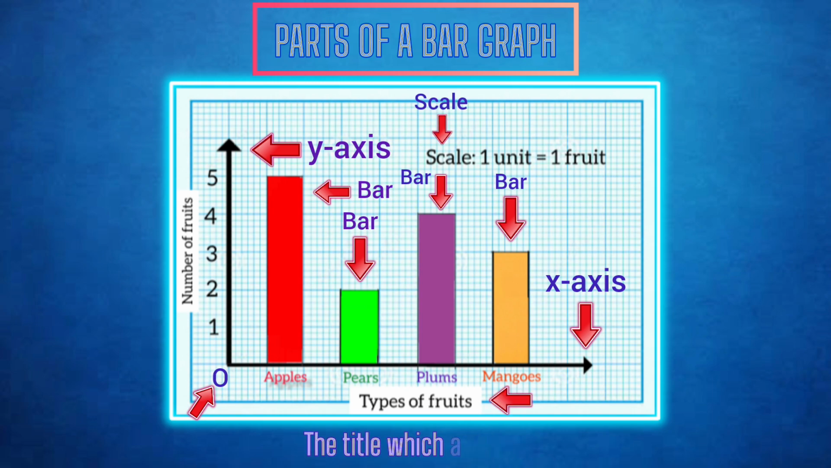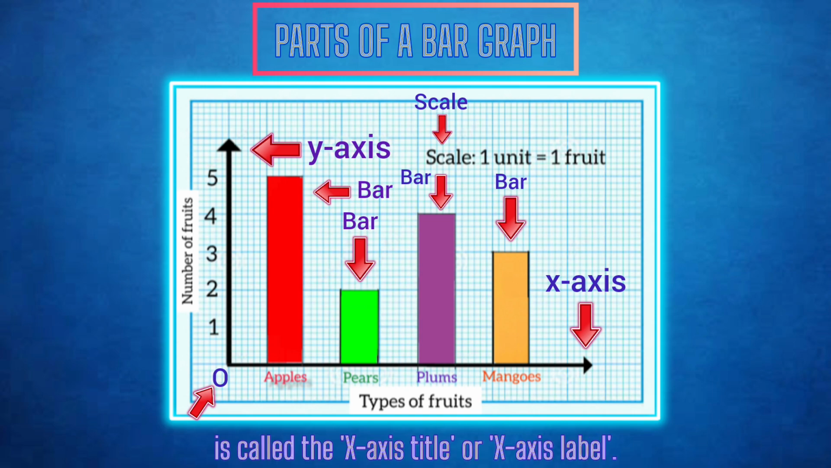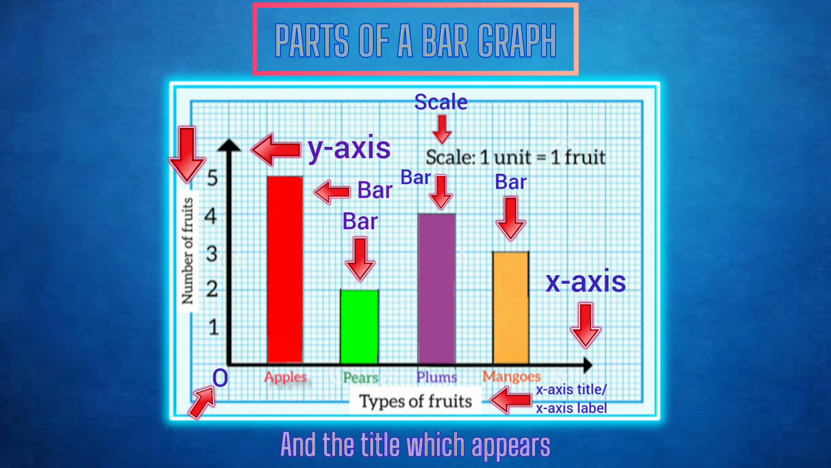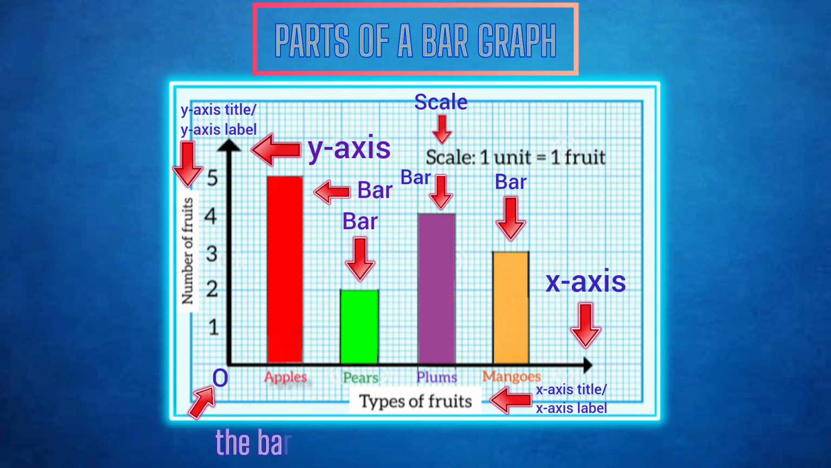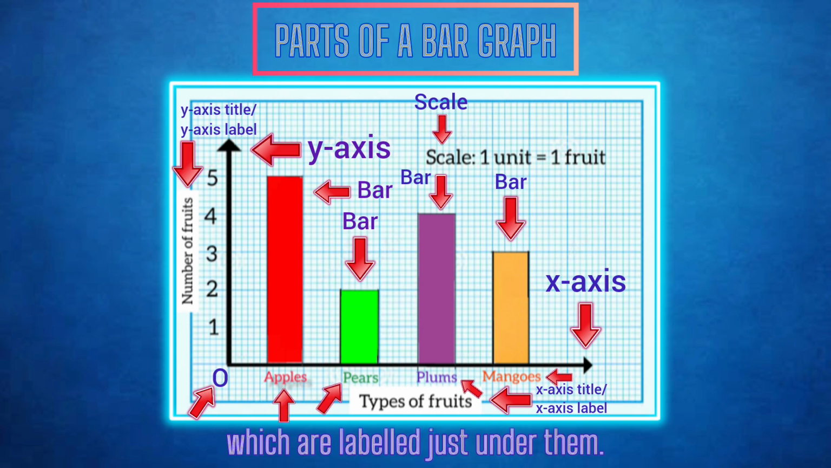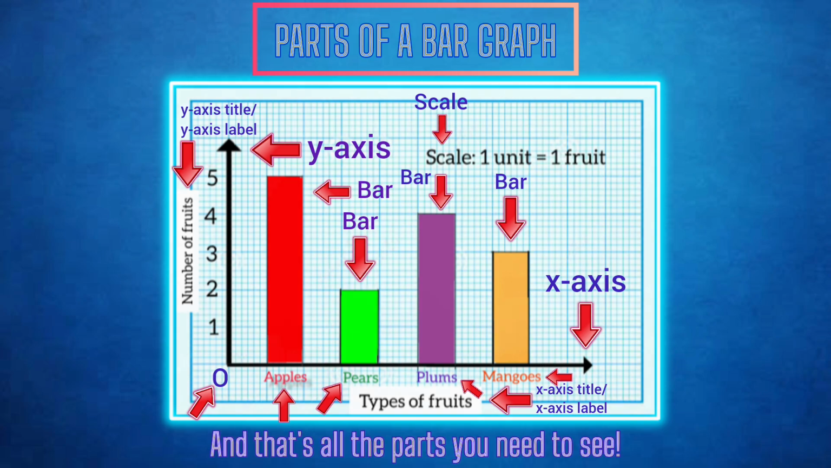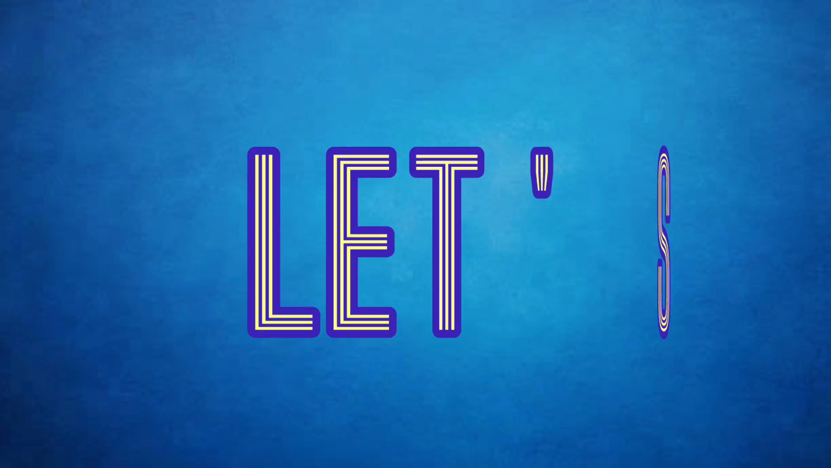The title which appears on the horizontal line is called x-axis title or x-axis label, and the title which appears on the vertical line is called the y-axis title or y-axis label. Finally, the bars are based on the categories which are labeled just under them. And that's all the parts you need to see. Now let's start solving.